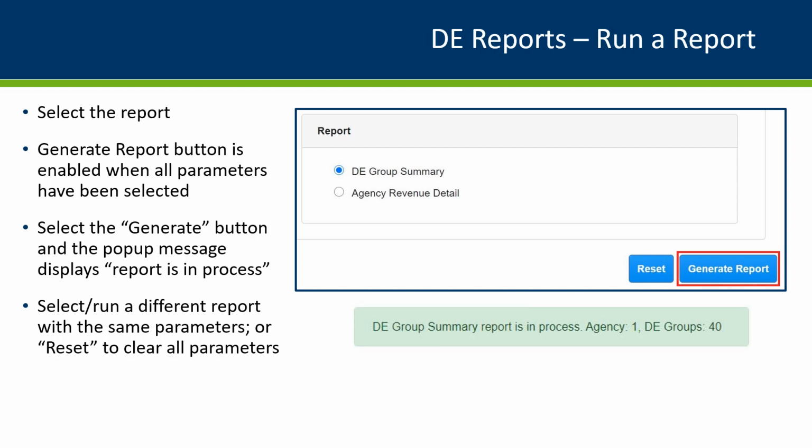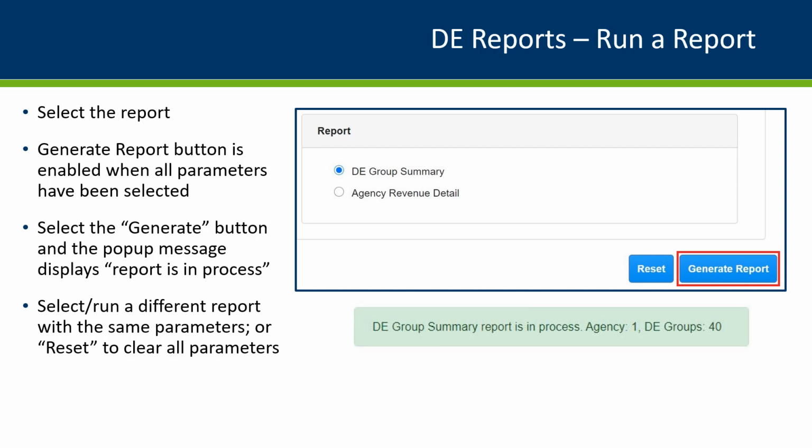The final step is to select one of the two reports you want to run. The DE Group Summary contains the same information and format as the published Biennial Departmental Earnings Report. Agency Revenue Detail summarizes departmental earnings receipts by agency and DE Group, detailing amounts by revenue account code and appropriation for actual, current, and estimated years.